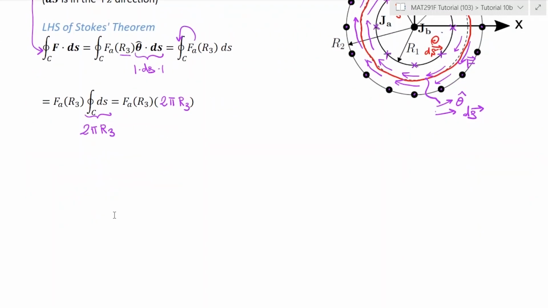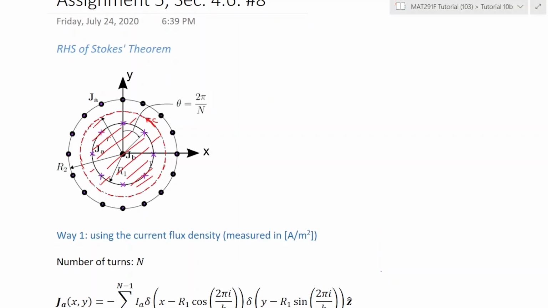Now let's move on to the right-hand side. Here I copied the xy trace and the contour and the surface over which we're going to find the flux. There are 2 ways to evaluate the flux of JA. One is using the current flux density, so we're going to write out the current flux density for the toroidal helix on the xy plane, which I explained a few minutes ago how to do. And then we're going to find the flux of this current density.